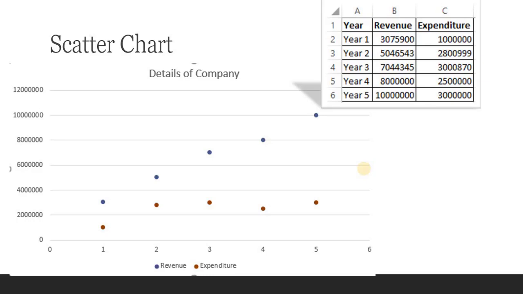The points on the scatter chart can be connected with a line, but it is often used without connecting lines. You might use a scatter chart when your chart has many data points but there is no particular trend in their rise and fall.